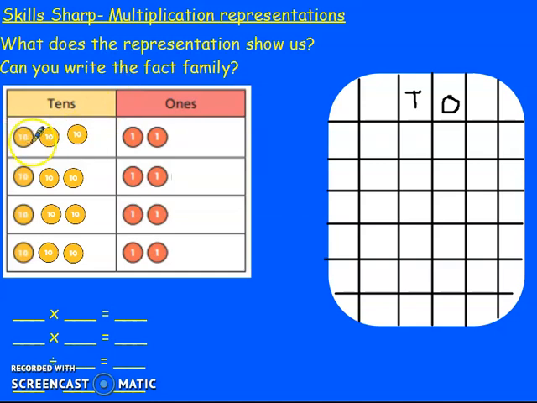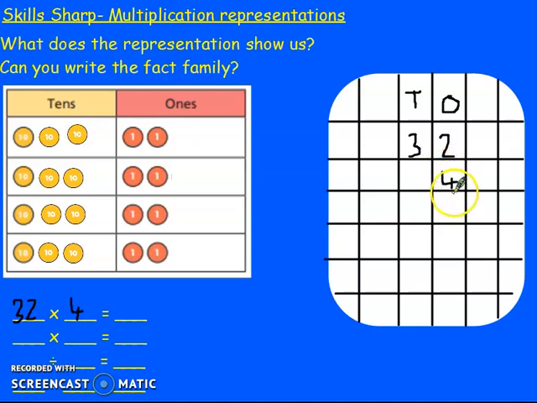So the first one is asking us to work out what is represented here. So we know that we have 10, 20, 30, 2. So we have 32 in one column. And how many columns do we have? 1, 2, 3, 4 columns. So we are having 32 times 4. Now we can count up all the amounts if we want to, or we can work it out over here. So we've got 32 and we're timesing that by 4.